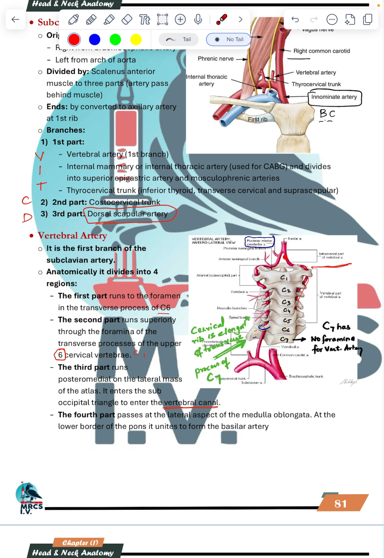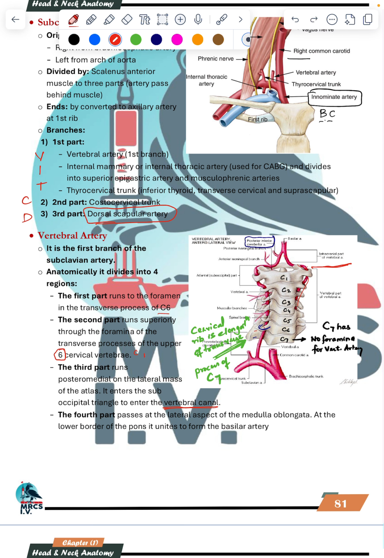It goes up and joins with the opposite side vertebral artery to form the basilar artery. The second part lies superior to the foramina and transverses the sixth cervical. The third part runs posteriorly, lateral to the masseter, into the vertebral canal. The fourth part reaches the medulla oblongata. So this is from this side. Similarly, you get the opposite side.